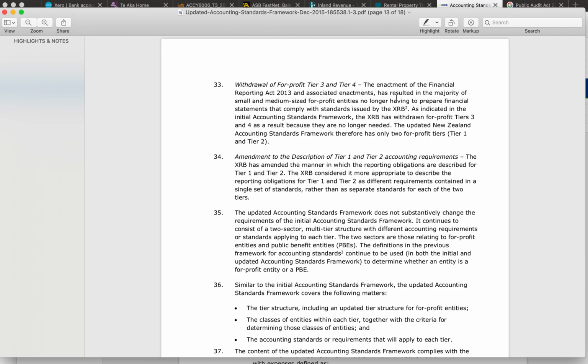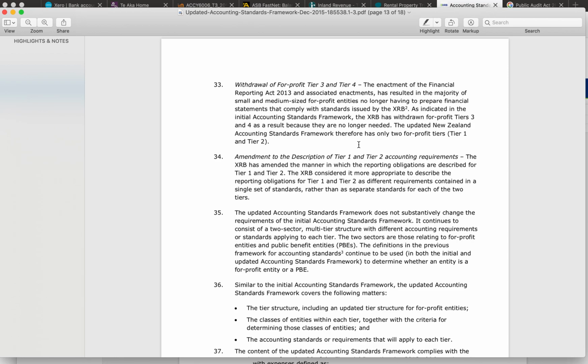So those are removed. The enactment of the Financial Reporting Act 2013 and the associated enactments has resulted in the majority of small and medium-sized for-profit entities no longer having to prepare financial statements that comply with standards issued by the External Reporting Board. As indicated in the initial accounting standards, the XRB has withdrawn for-profit tiers 3 and 4 as a result, because they are no longer needed. The updated New Zealand Accounting Standards therefore has only 2 for-profit tiers. Okay, so that is great news for small, medium-sized businesses, right?